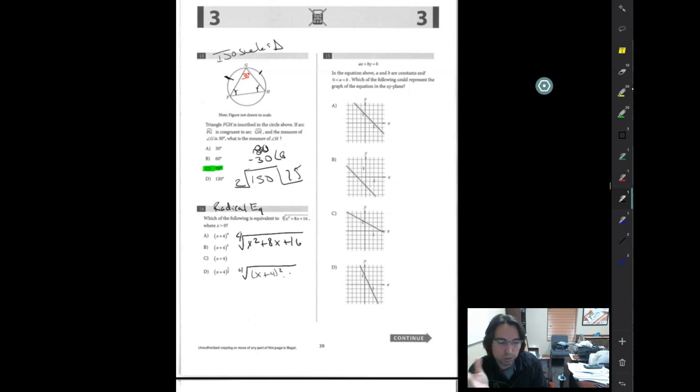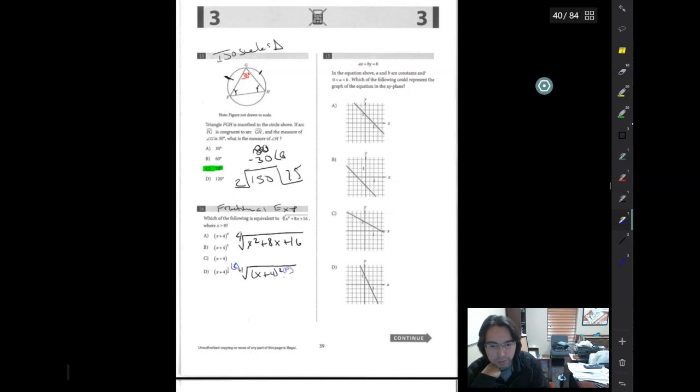I misspoke. This is not a traditional radical equation. Really, what this is, I'm sorry, is a fractional exponent problem. This is what this is. It's a fractional exponent problem, not a radical. I jumped ahead there. So we know that with the fractional exponent, the 2 is the power. The 4 is the root.